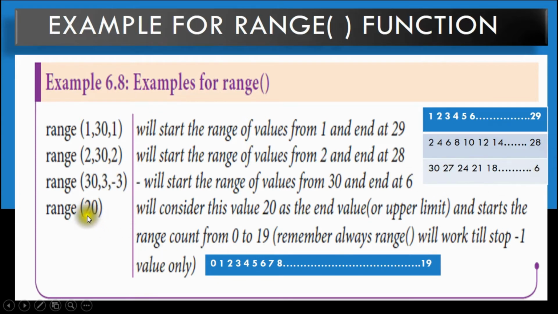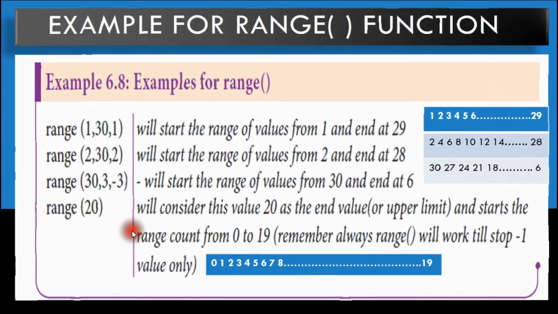Then another one is range(20). Here there is no start value and stop value mentioned, so which value is it? In Python it will treat it as the stop value. If you give only a single value, that one value is treated as the stop value. So it will assign 0 as the start value and it will generate from 0 up to 19. Okay, so why does it print 19? 20 minus 1 equals 19. So it will print like this.